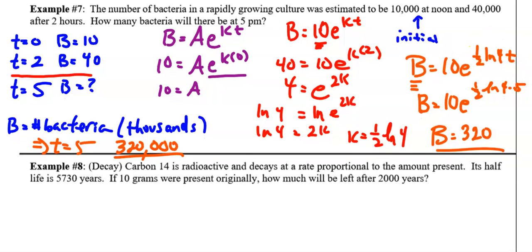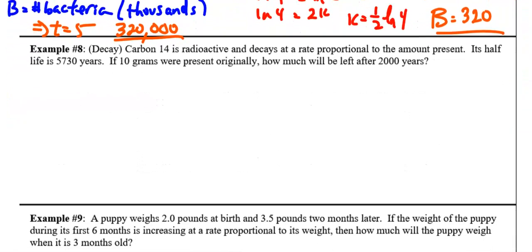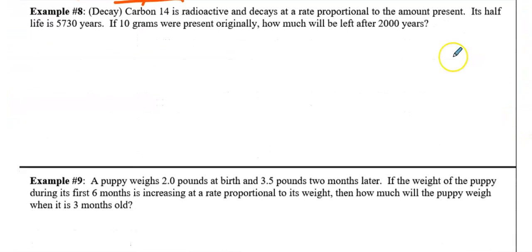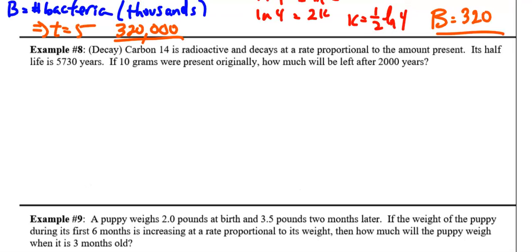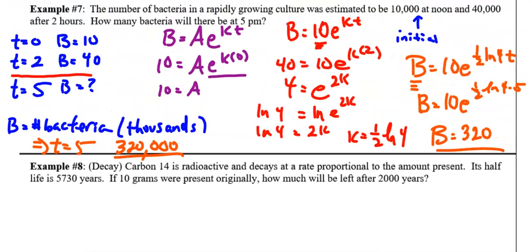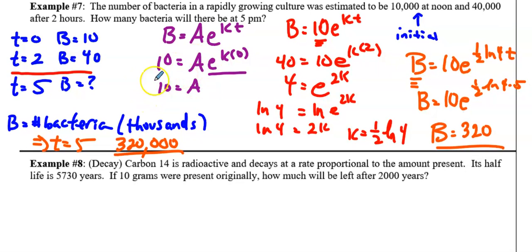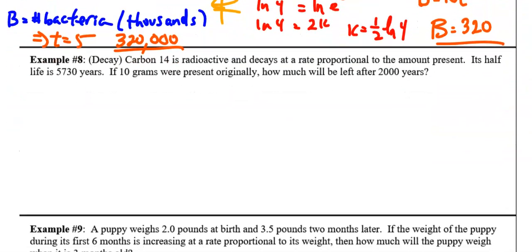So let's move on to one that's a little bit different. And this would be example number 8, where we just do a little bit of stuff, but it says carbon 14 is radioactive and decays at a rate. So basically the problem that we just did before in example number 7 was a growth, right? Bacteria is growing exponentially. As you guys can see, we started at 10,000, 2 hours later it's 40,000, 5 hours later it's at 320,000. So that growth is really going up, right? It's an exponential growth. Well, let's talk about a decay question.